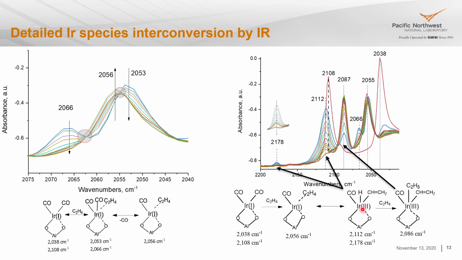And as that declines, we see the rise of a peak at 2087, which we ascribe to this fragment, whereby another ethylene is now interacting with the iridium atom. Notably, this fragment does not exhibit any iridium-H stretch, which supports our notion of this transition taking place.